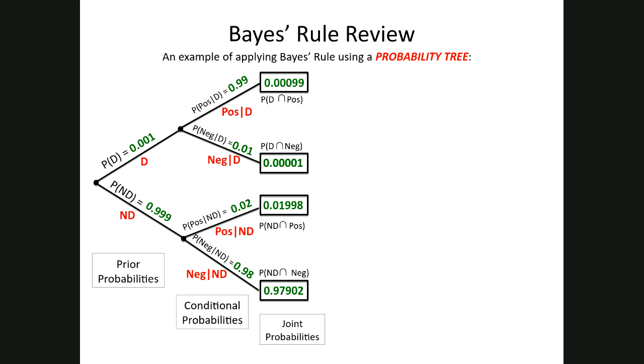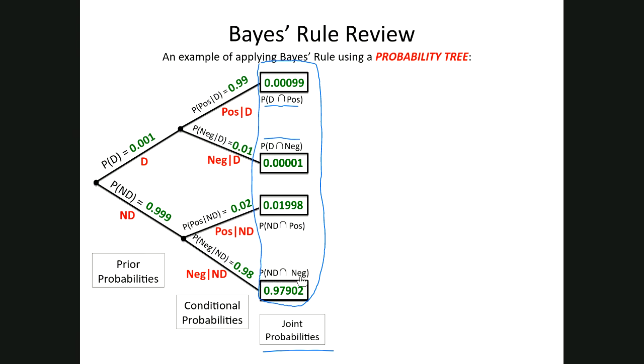So here's our values, and here's our calculation. And these values at the end of our probability tree are called joint probabilities. So this is the probability that a person has the disease, which is the intersection, and gets a positive test, probability that they have the disease and there's a negative test, probability that there's no disease and a positive test, probability no disease and a negative test.